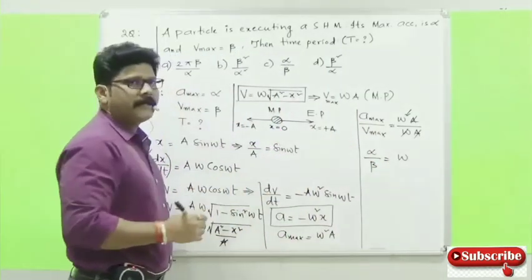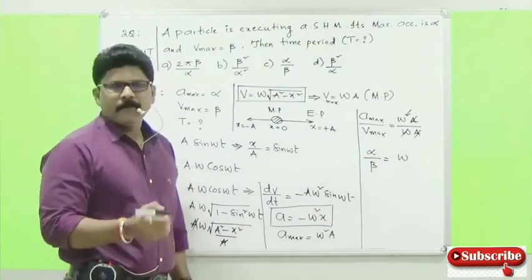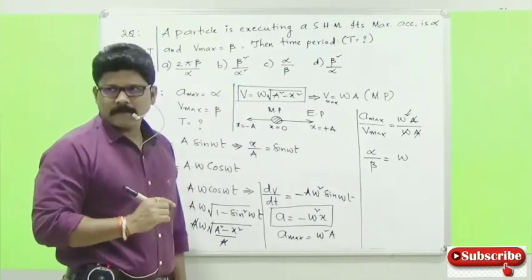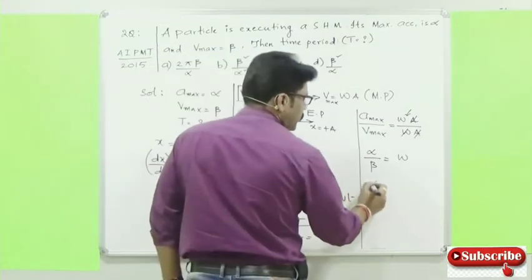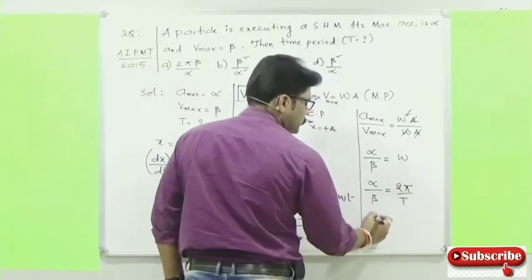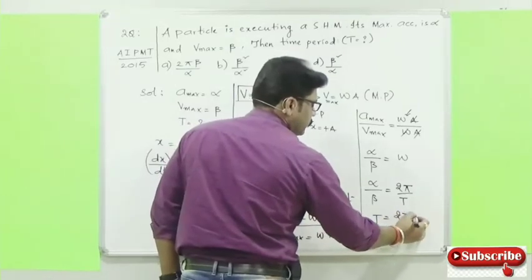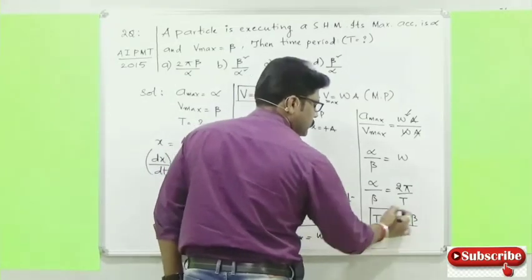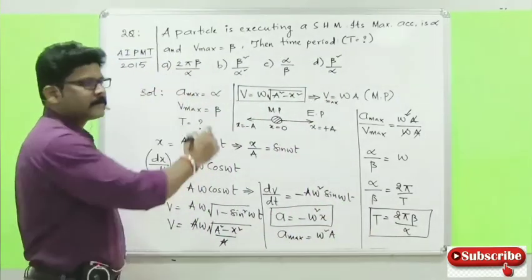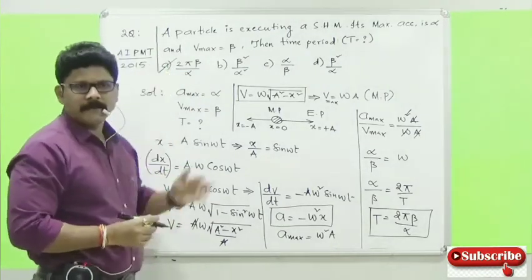But we know the definition of omega is 2 pi by T, that is theta by t, where you complete one rotation or one circle. Now alpha by beta equals 2 pi by T, or T equals, by cross multiplication, 2 pi beta by alpha. So this is the time period. It's very simple. So what is the option? The first option is the answer, which is given in the All India Pre-Medical Test.